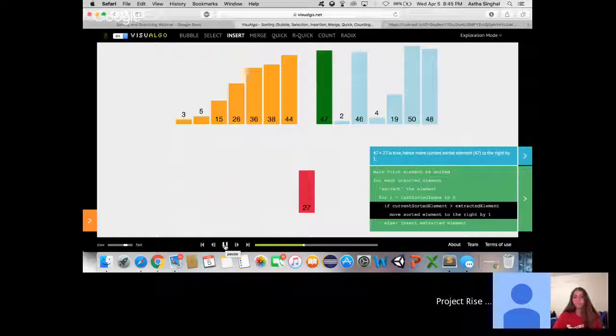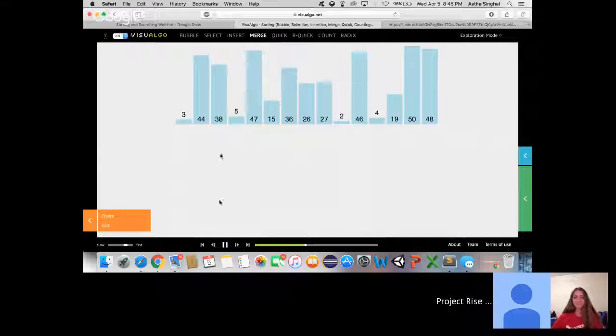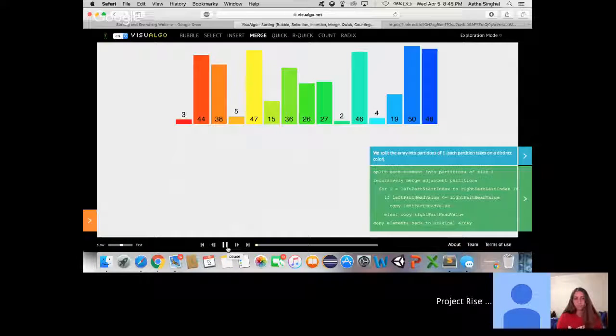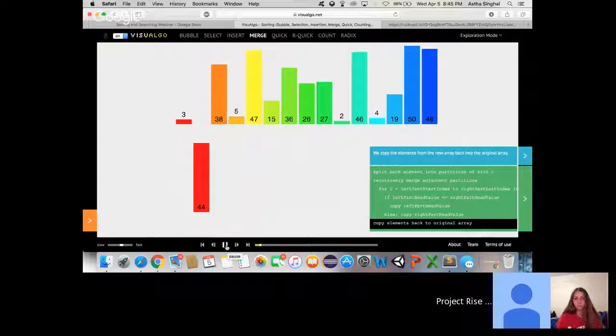Okay, in the interest of time, I'm just going to skip over to the merge sort now. So let's make sure this one goes a little bit slower. Somewhere around there. Sort. So wait, actually, let me go back.